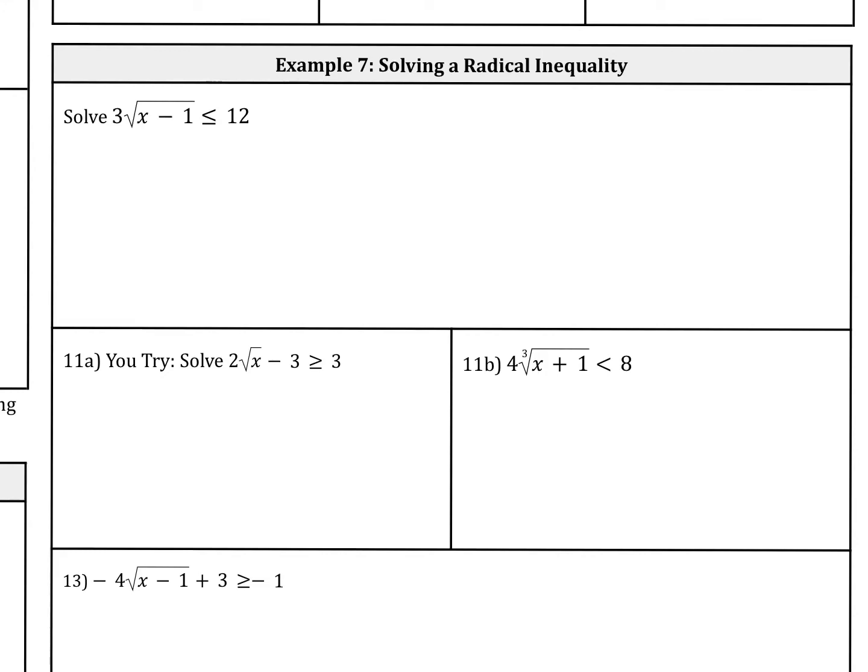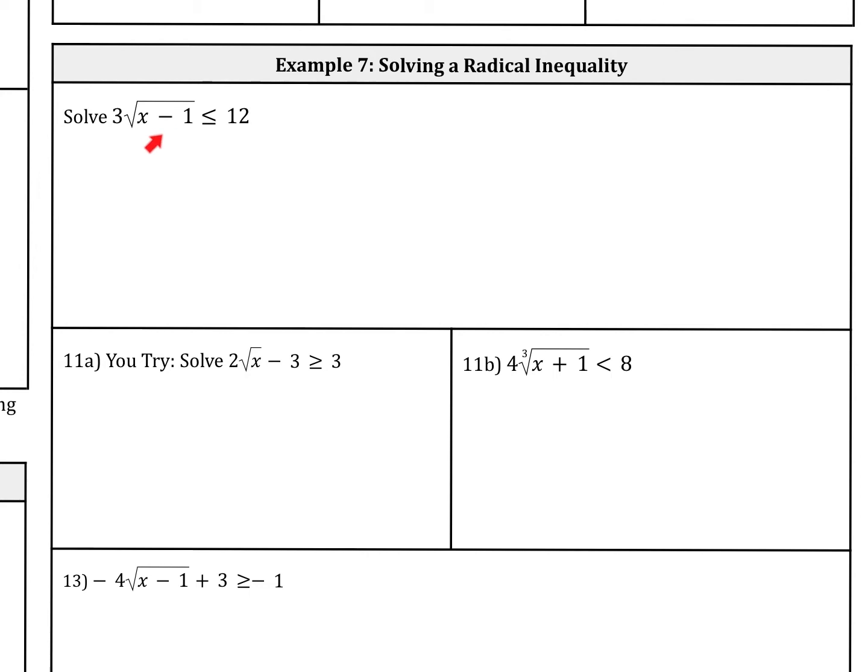So chapter 5.4 day 2, example number 7, solving radical inequalities. We were solving radical equations with the equal sign, but right now we are going to solve inequalities. To solve the inequality, the first step is the same: isolate the radical symbol.